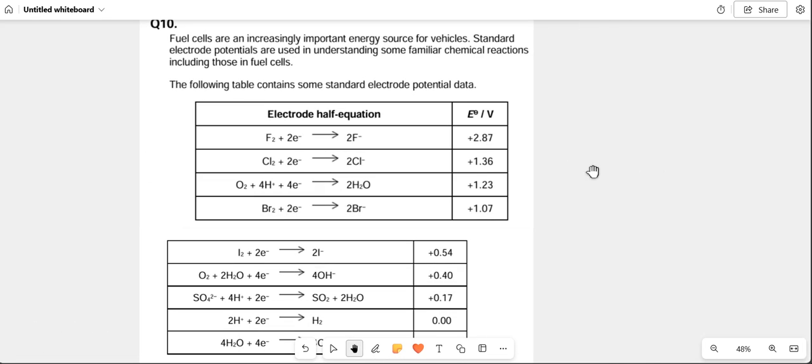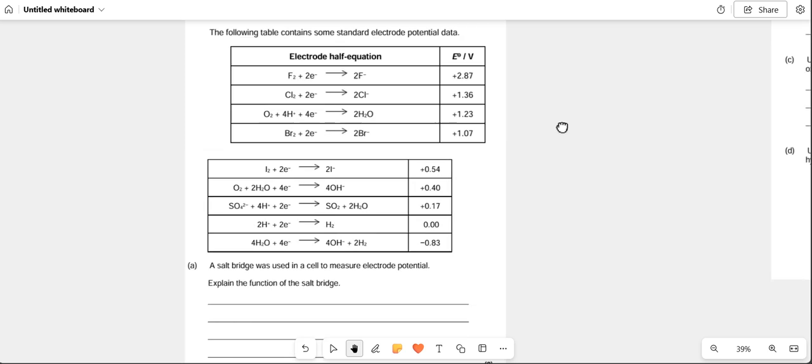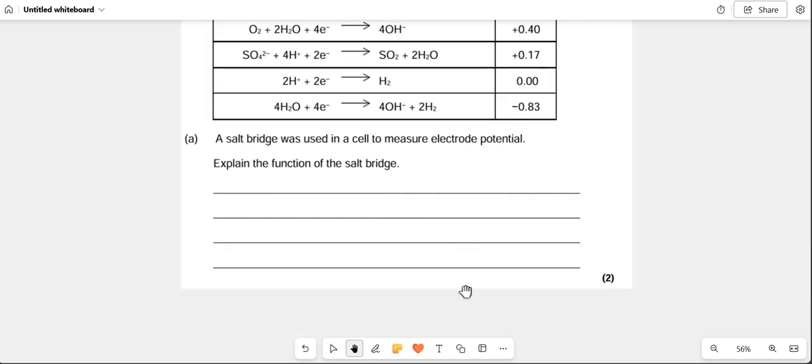Alright, question 10. I think it's the last one. This and 11, and 11 is multiple choice. So there's a fuel cell part, but let's just skip to the actual question. A salt bridge was used in a cell to measure electrode potential. Explain the function of a salt bridge. It completes the circuit.